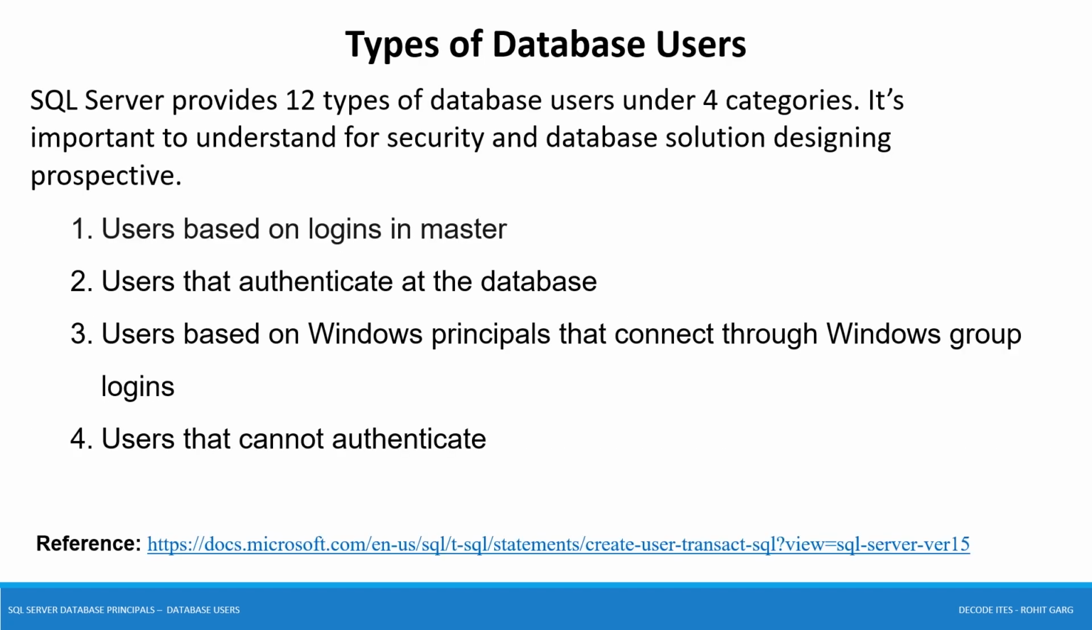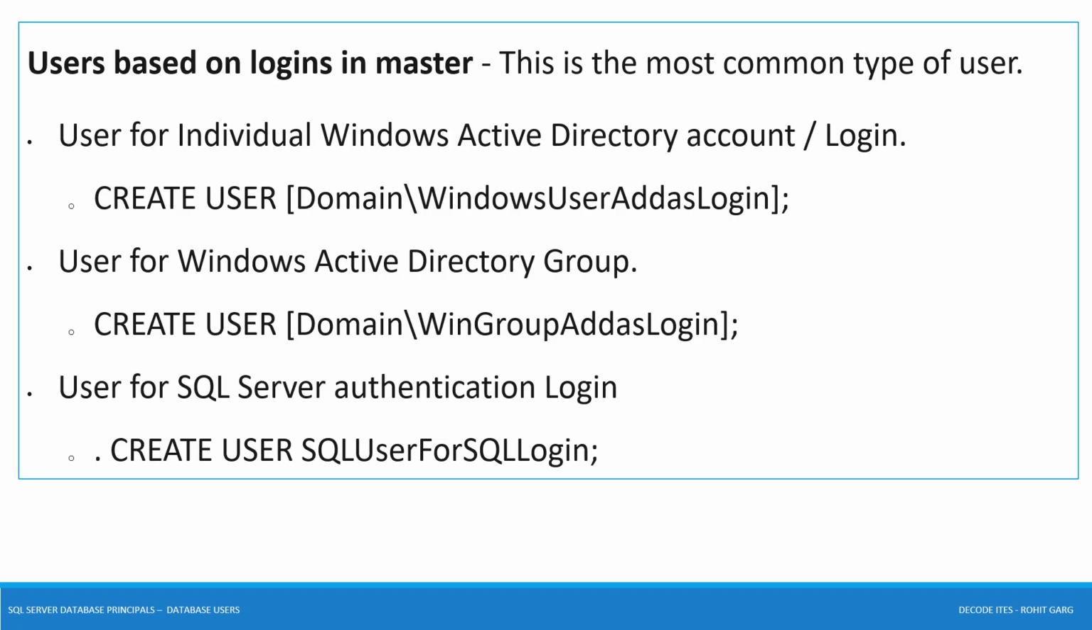Types of database users. SQL Server provides 12 types of database users under 4 categories. It's important to understand them from a security and database solution designing perspective. One is users based on logins in master. Second is users that authenticate at database level. Third is users based on Windows principles that can connect through a Windows group login. And fourth is users that cannot authenticate. Now we will go through the users under each category one by one.